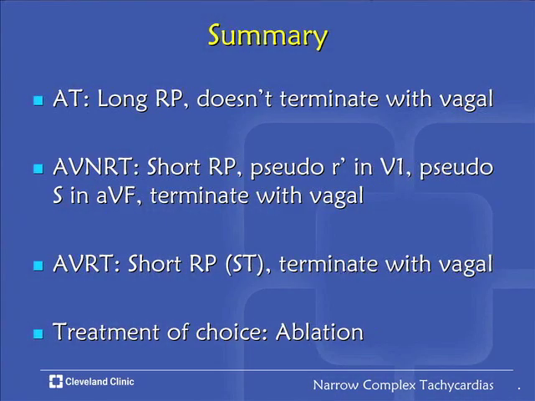So we talked about that. So, a summary for the tachycardias that we've discussed so far. Atrial tachycardias usually don't terminate with vagal maneuvers because they don't depend on the AV node, and you can have more A's than V's. AVNRTs: the P wave is usually hidden in the QRS, and you can terminate them with vagal maneuvers because they're dependent on the AV node. AVRT, meaning accessory pathway mediated tachycardia or atrioventricular reciprocating tachycardia, terminates with vagal maneuvers or adenosine because the AV node is part of the circuit.